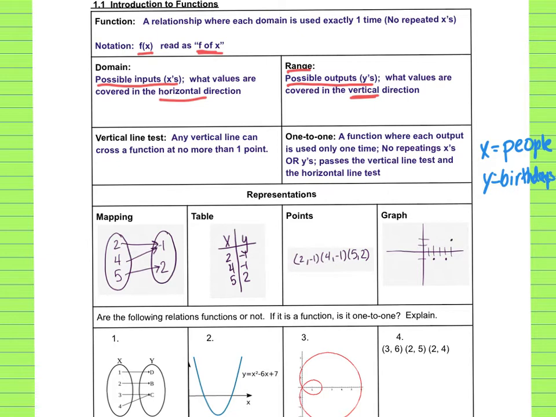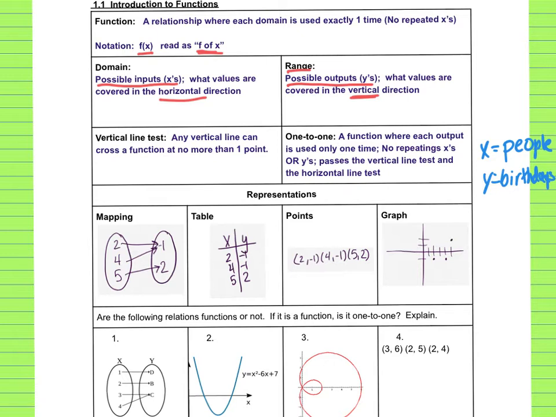Every person is only born on one day. So therefore, a function, one person can't have 2 birthdays. One x value can't have 2 y values, okay? The opposite of that, though, is can 2 people have the same birthday? Yeah, they can, right? So one x value can't have 2 y values, but 2 different x values can match up to the same y value and still be a function, okay? And we'll talk about that with these representations here.